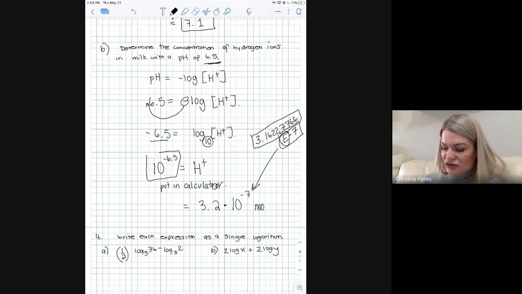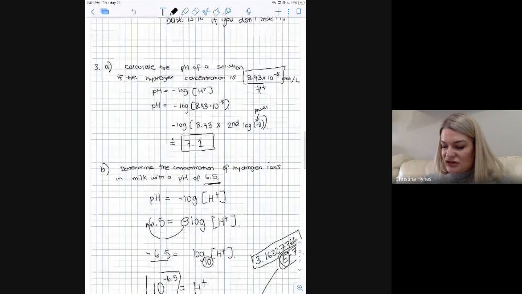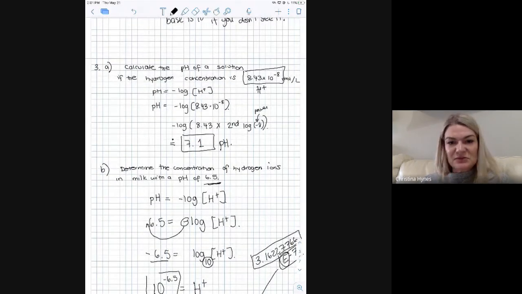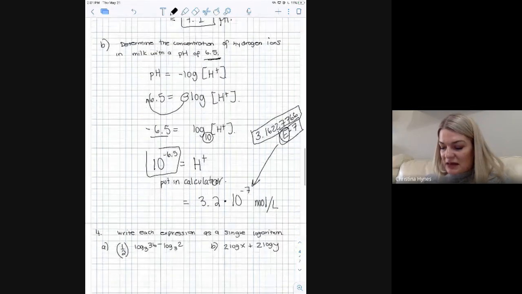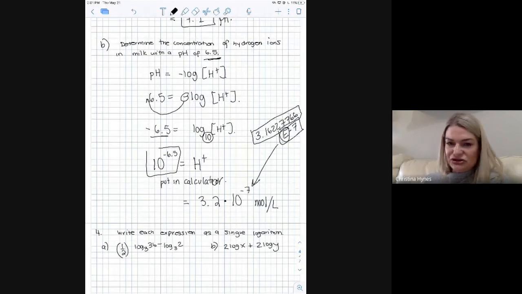And then don't forget to include the units, which are moles per liter. So that's your concentration of hydrogen ions. So that is for 3 marks, and that answers questions A and B. So question A, find the pH. There's no units when it comes to pH. And for B, you are finding the concentration. So you're just going one way and then backwards.